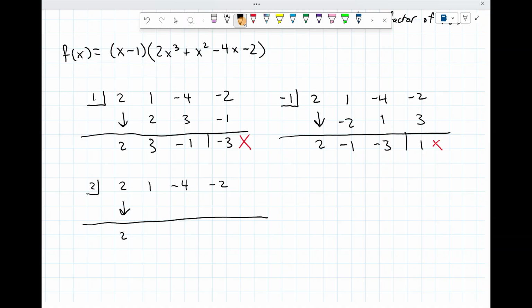Bring down my 2. 2 times 2 is 4. And this becomes 5. 1 plus 4 is 5. 2 times 5 is 10. Negative 4 plus 10 is 6. 2 times 6 is 12. And we end up with a remainder. All right, so that one didn't work. And this is what will happen sometimes, you just might end up trying many different numbers until you find the one that works.